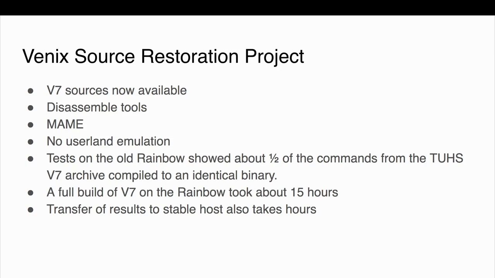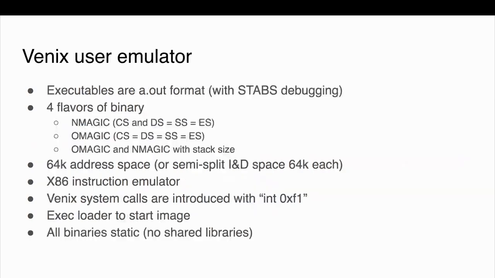The important parts were this DEC Rainbow was from the 80s. It was super slow. And also had become very flaky, so it would take a long time to build. And this impeded my progress. So I thought, why don't I write an emulator, a user land emulator, so that I could run the compiler on modern hardware through emulation. And this gets into some of the details.